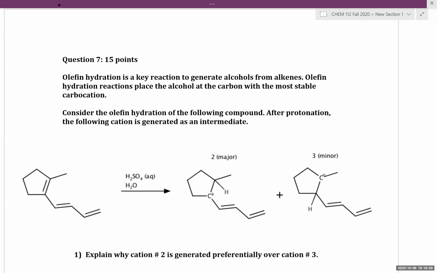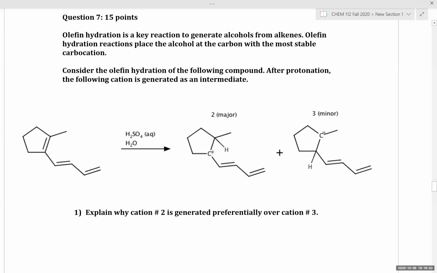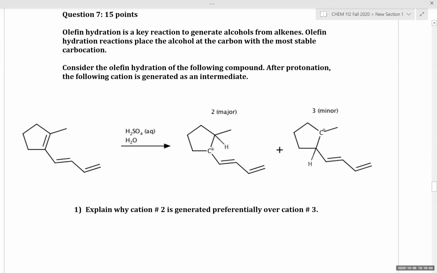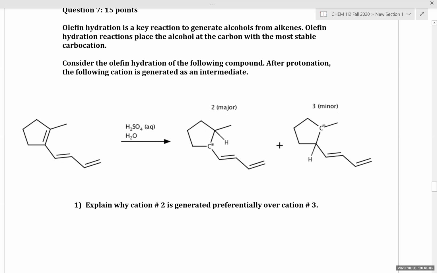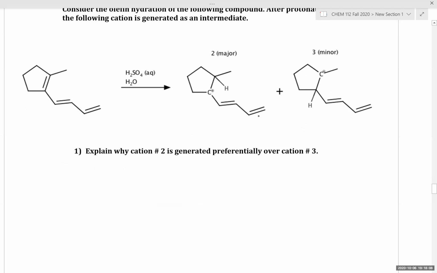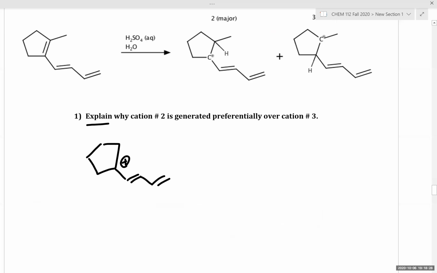So question 7 looks trickier than it is. We're looking at olefin hydration, and the first part of this question is to explain why cation 2 is generated preferentially over cation 3. I want to ask you to explain. You can use pictures if the pictures are completely comprehensive, but otherwise you may want to write a few sentences so that it provides context to the pictures that you're drawing. So why is cation 2 generated preferentially?